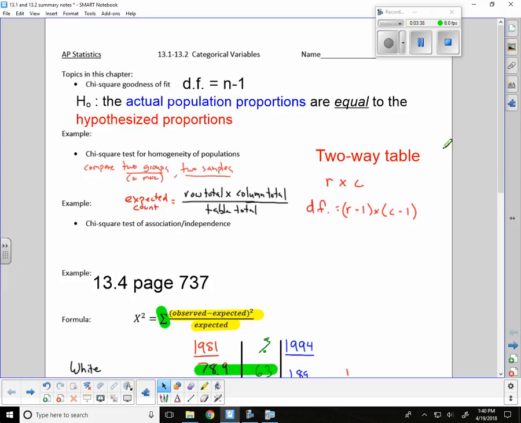Row total times column total, as Drew asked a moment ago, divided by the table total is how we find the expected values in each one. And we're going to look at an example for this. This is going to be on page 749, I believe. Look at the back of your paper.